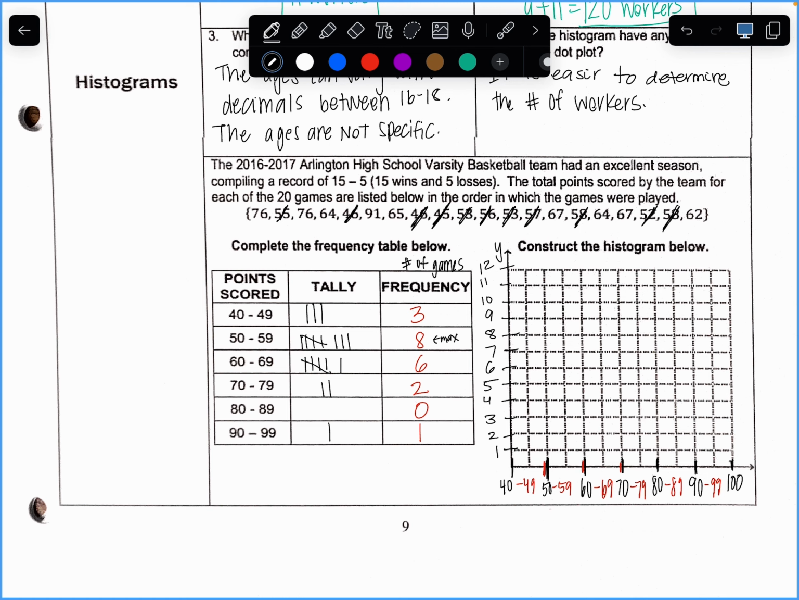Okay. So how many scored between 40 and 49? What was the frequency? These are all together pretty much. 3. So what we're going to do is, that's 3. Put the count at the top. 3. And then what about for 50 to 59? 8. There we go. See if you can do the rest.